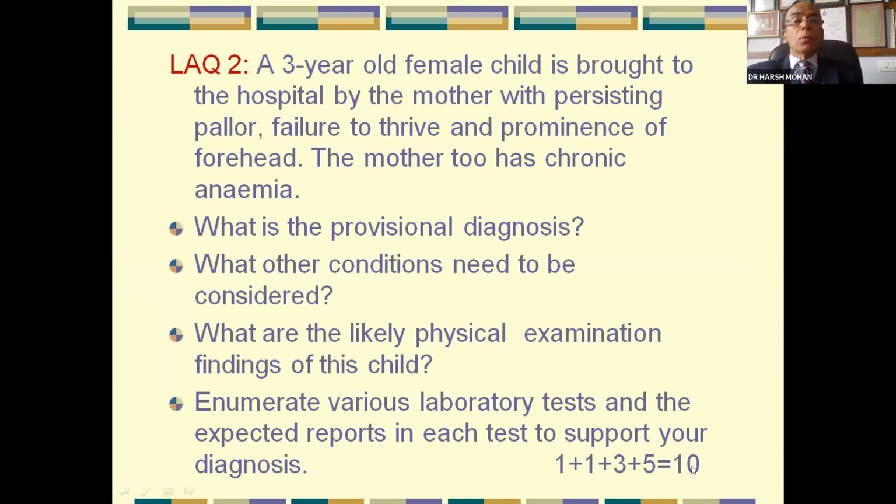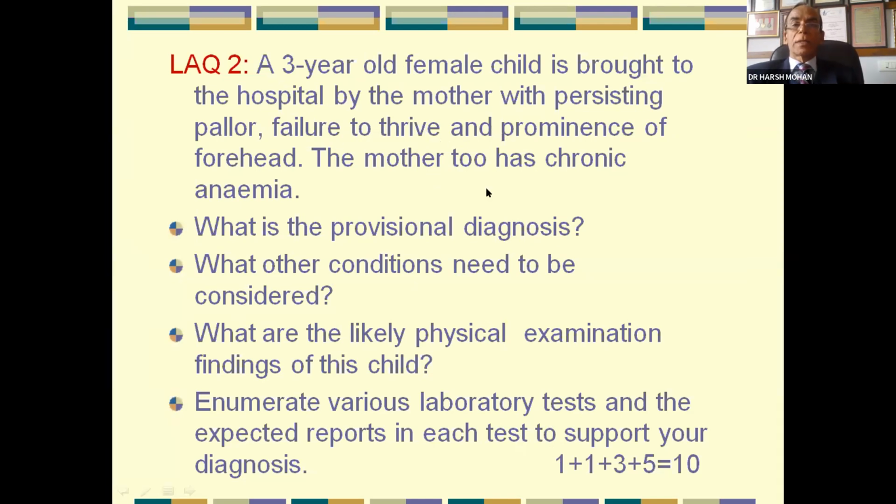Okay, so in this, what is the provisional diagnosis? I come back to it. A 3-year-old female child is brought to the hospital by the mother with persisting pallor, failure to thrive, and prominence of forehead. Mother too has chronic anemia. So that's a brief history about the baby and the mother. And the questioner has asked, what is the provisional diagnosis? Carries 1 mark.